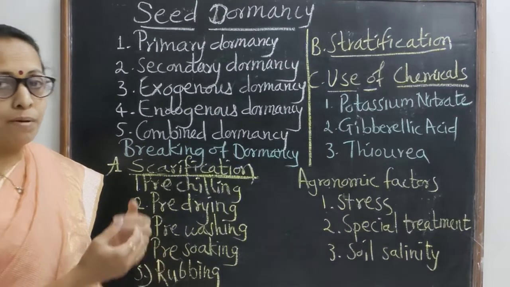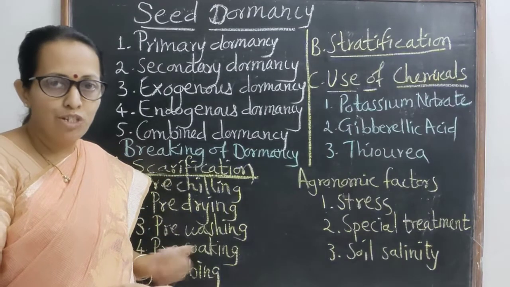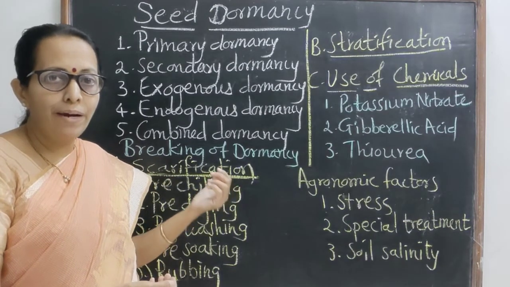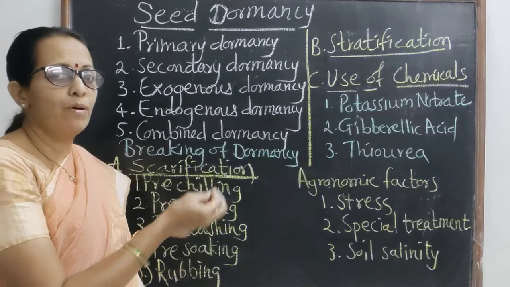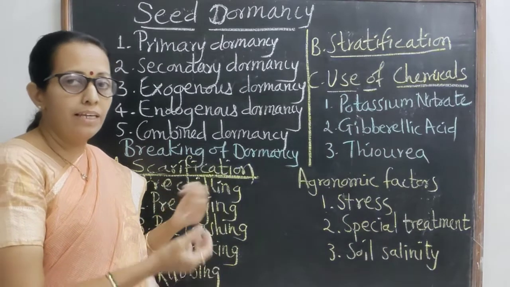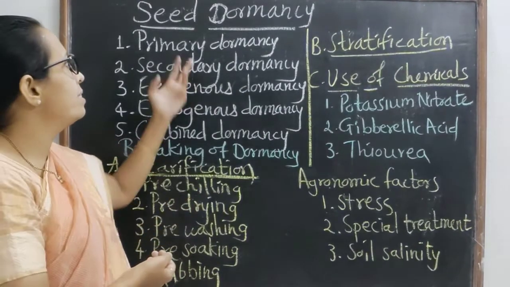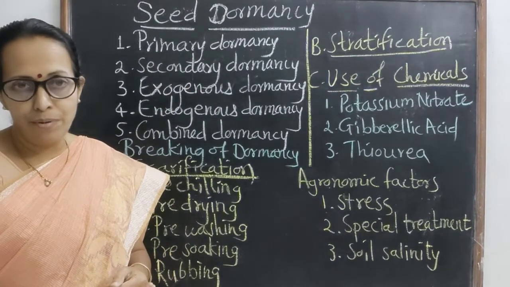even if we are providing them with favorable conditions like moisture or other factors which are favorable for germination. Even if we are providing them, still the seeds are not germinating. We call it dormancy of the seed.